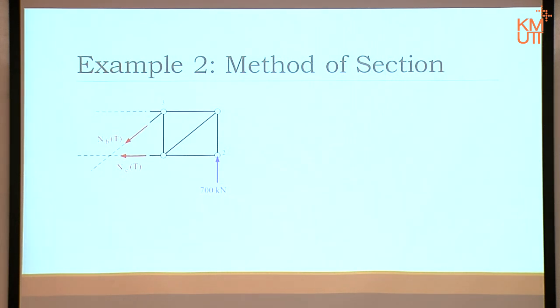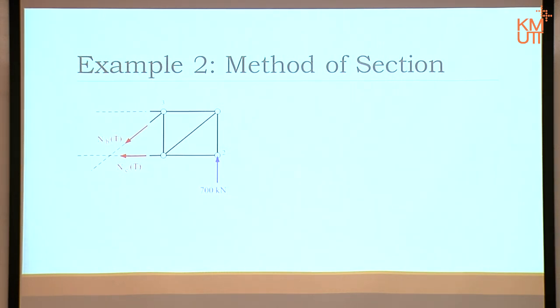How do I analyze direction for NA then? I can use sigma Fx. This picture is quite clear, right? Because if I analyze NC and NB correctly, these two forces go to the left. Therefore, NA has to go to the right.